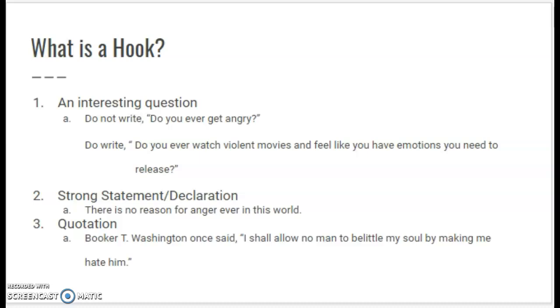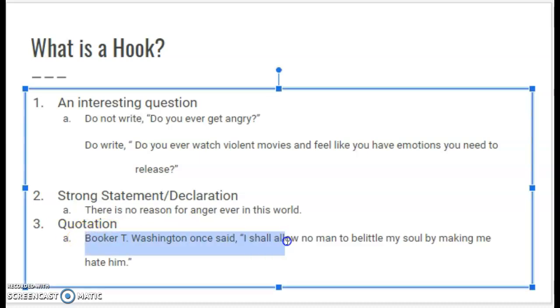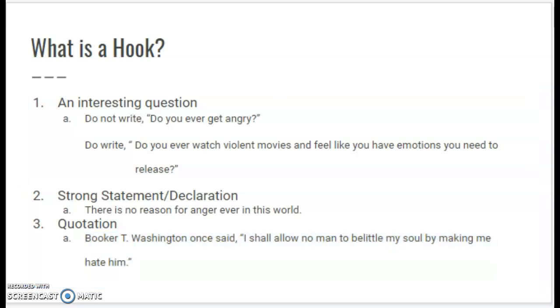That's ridiculous, you know. Next is a quotation. And it is important to write all quotations like this. Booker T. Washington once said, I shall allow no man to belittle my soul by making me hate him. Notice where I put the name of the author of the quote. I put it in the front. You don't have to say once said. You could have said stated, declared, anything, but it needs to go in the beginning.